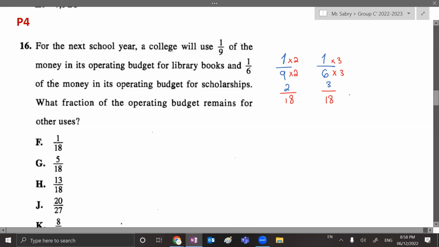Now what's the remaining? Understand that the fraction is part of the total. So 2/18 and 3/18 means 5 out of 18. So how much remains out of 18? 13/18. The remainder out of 18, again. So the fraction that remains is 13/18. It's H right there. That's the remaining budget.